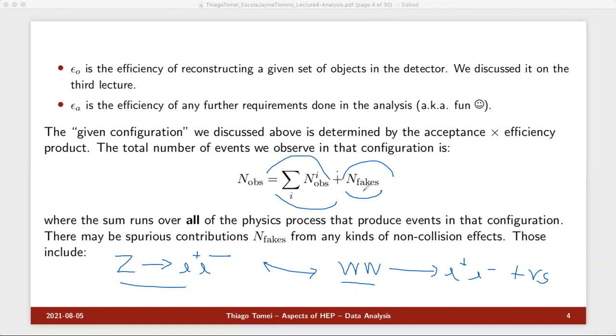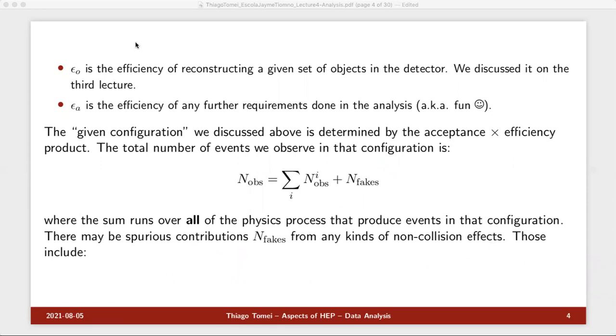While "fakes" here means anything that looks like my signal but comes from non-collision effects. So what kind of non-collision effects? It can be anything, right? It can be noise in the detector, errors in the reconstruction algorithms, a lot of different kinds of stuff.